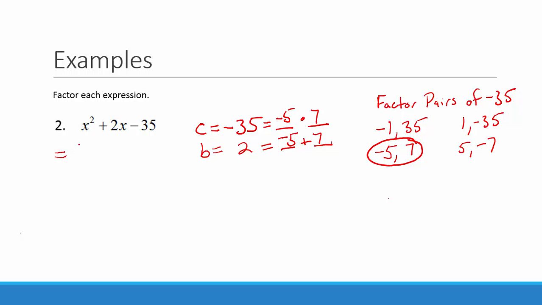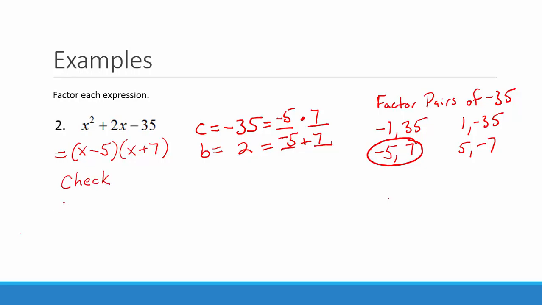So for the factored form, we'll write our parentheses and fill in these two binomials with our magic numbers that solve the riddle. So we get x minus 5 and x plus 7. So that is our factored form, and we can check it by foiling.